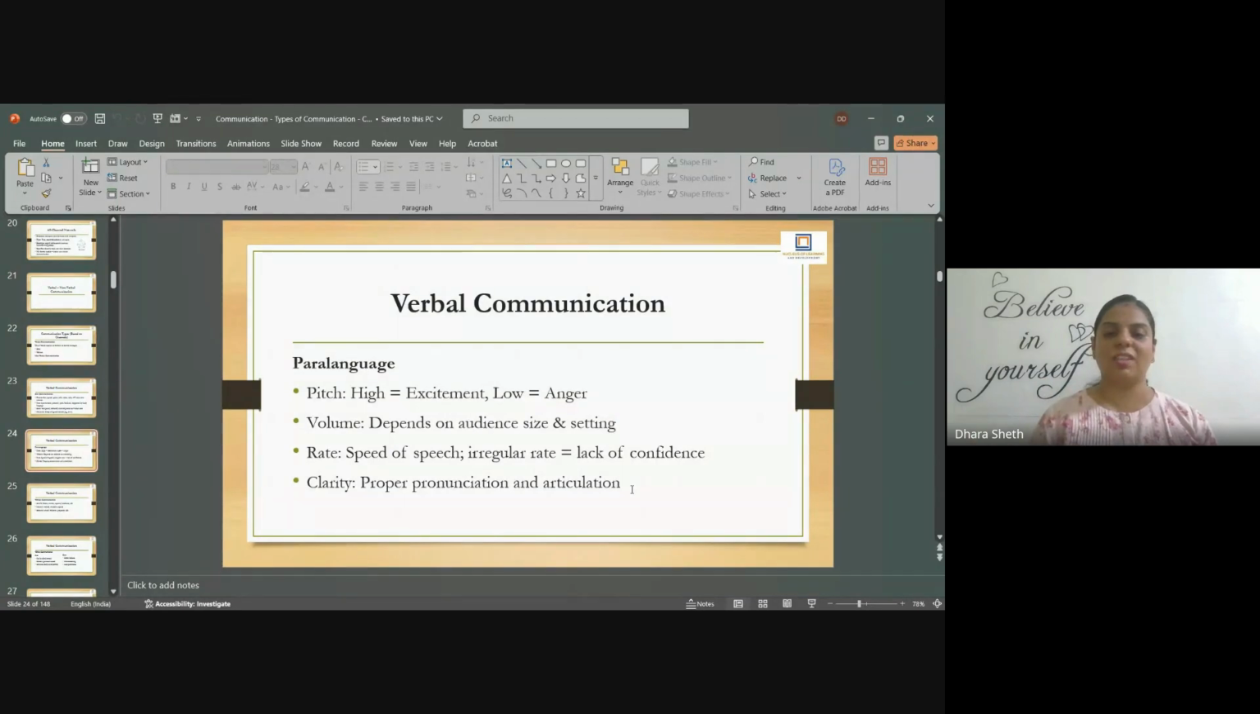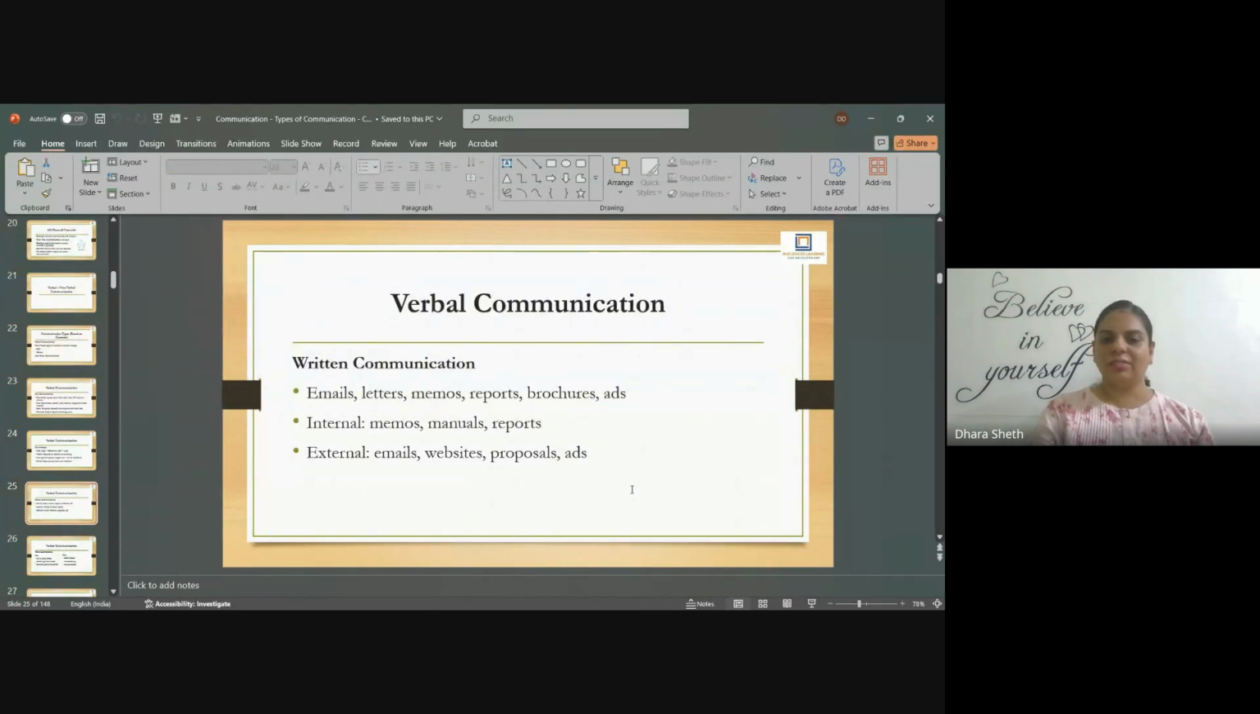A lot of times questions have been asked where they say, what is this? So it is paralanguage. Or which out of this is important when it comes to verbal communication? And paralanguage is the only option that fits in.